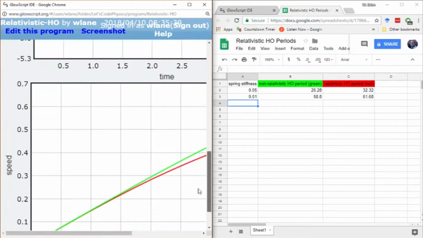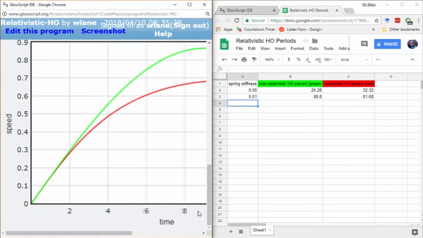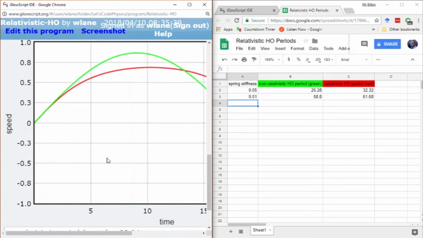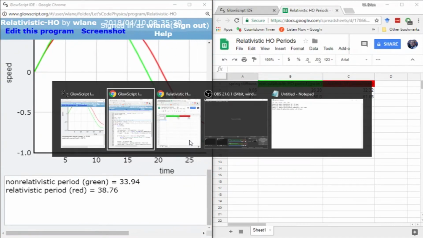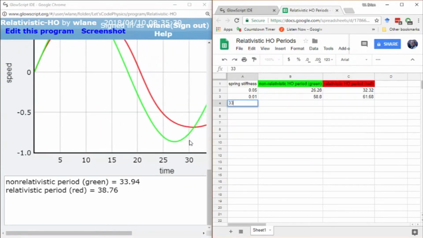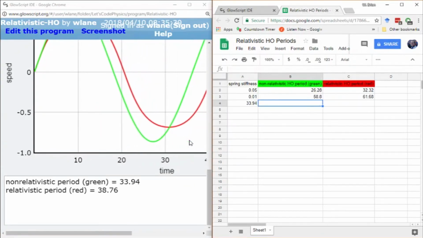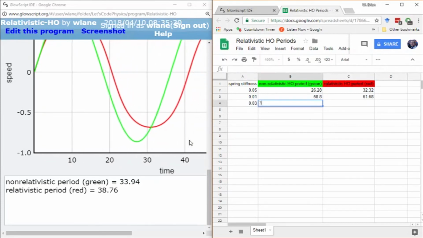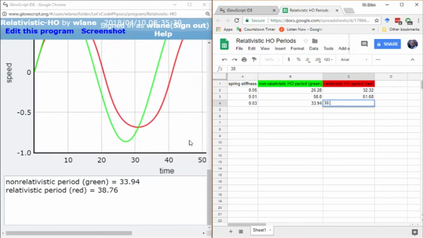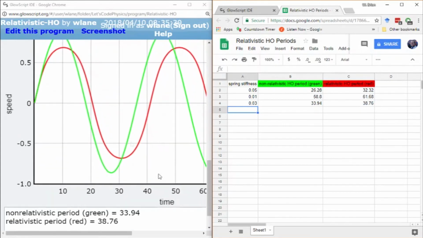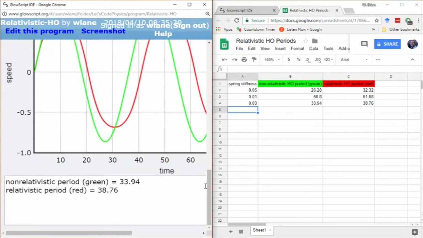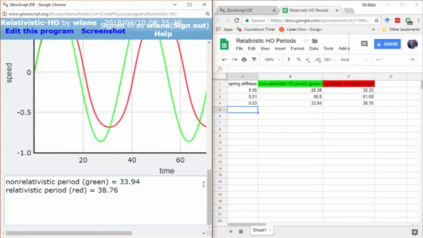Control 2. Nope, there we go. And I've got a 33.94 and a, oops, I need to go this thing first. 33.94 and 38.76. All right, I know it's not the most thrilling thing to watch me enter data for 10 minutes in a row, so I'm going to put the rest of this in fast motion and we will graph it at the end of the video.